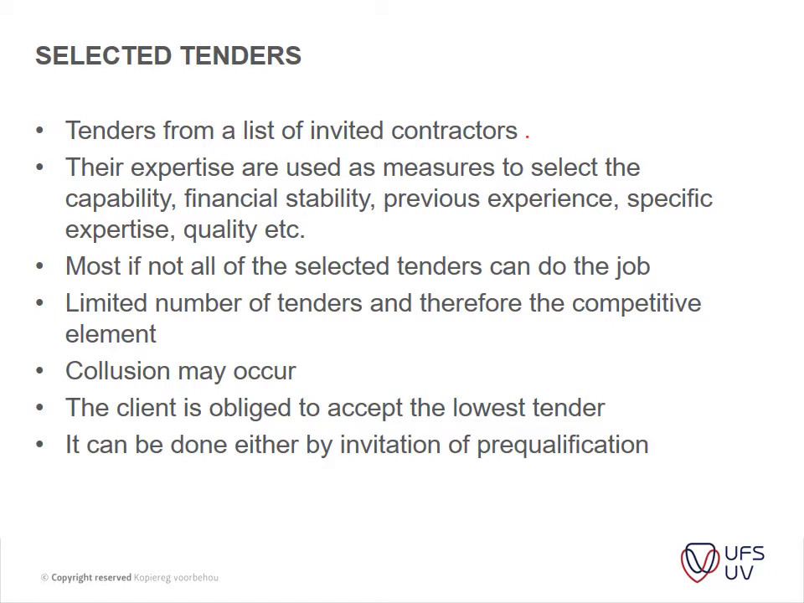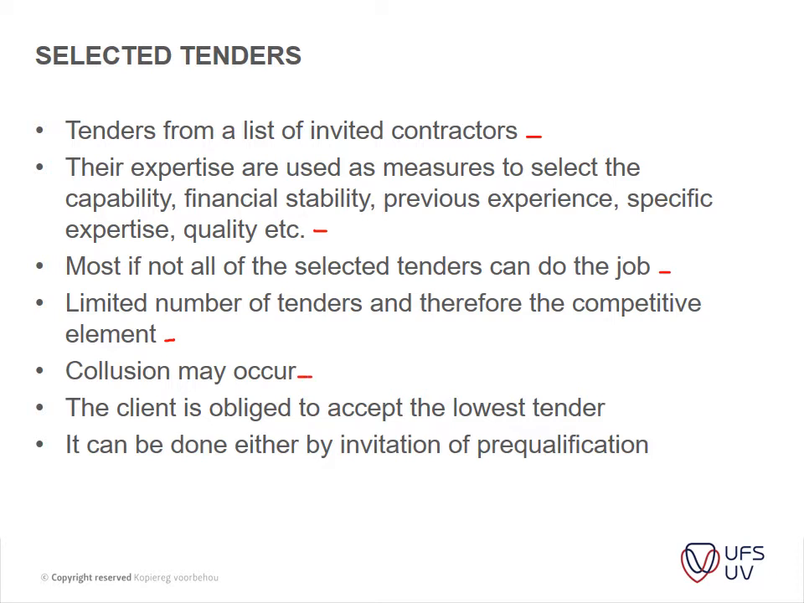So contractors are shortlisted, and it basically follows the following steps. Tenders from a list of contractors are invited to tender. The experience is used as a measure to select: capability, financial stability, previous experience, specific expertise, and quality. Most, if not all, of the selected tenderers can do the job. A limited number of tenderers, and therefore you still have a competitive element in the tender process.